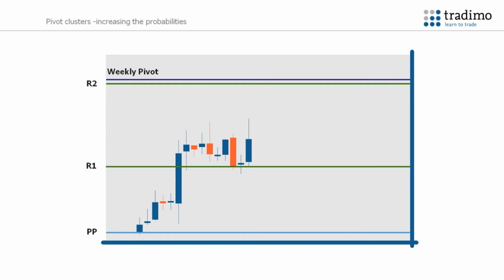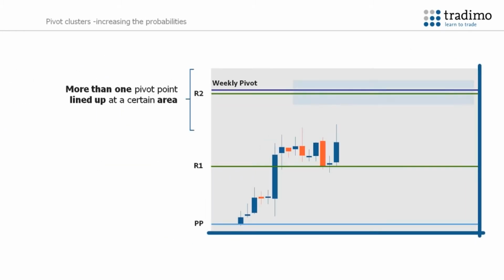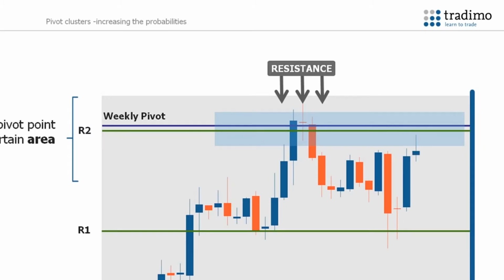As with all support and resistance levels, there is strength in numbers. The more pivot points that we have lined up at a certain area on a chart, the higher probability there is of a price reacting to that area. In this example, we have a weekly pivot point that lines up with the daily R2 pivot point, increasing the probabilities of price reacting to this area.